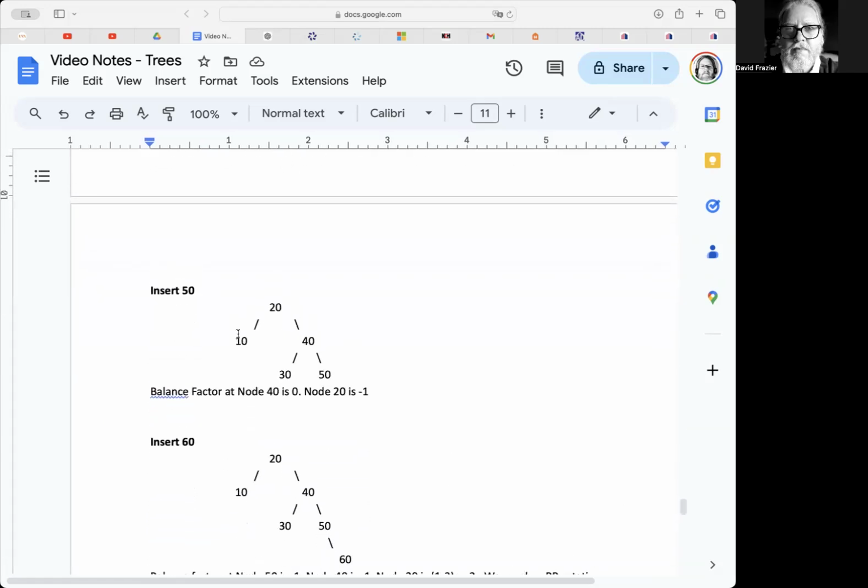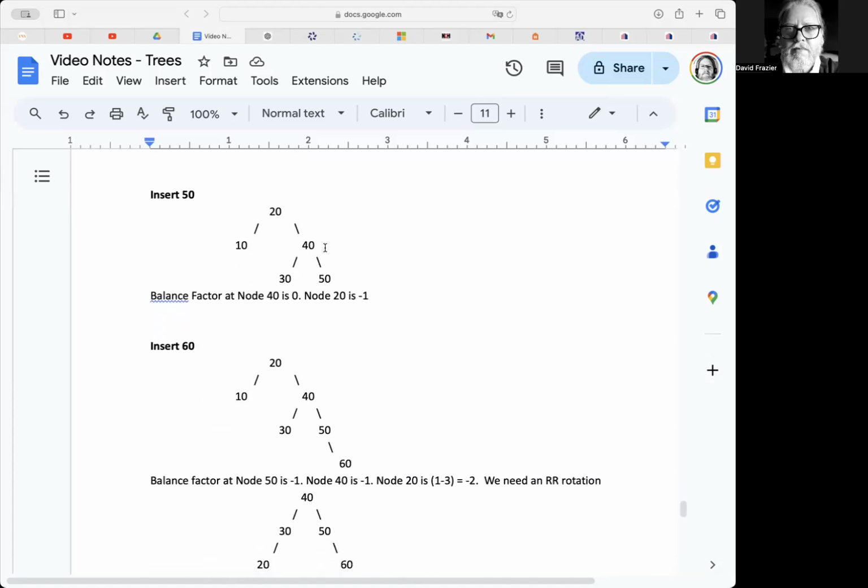Next, we're going to insert the 50. So 50 will end up going over here. We're at 20, 50 is bigger than that. We go here. We go to 40, 50 is bigger than that. We go there. The balance factors don't change. Again, we check 50. It's always going to be 0 because it's a new node. 40 is going to be at a 0 now. And 20 is still going to be at a -1, which is fine.